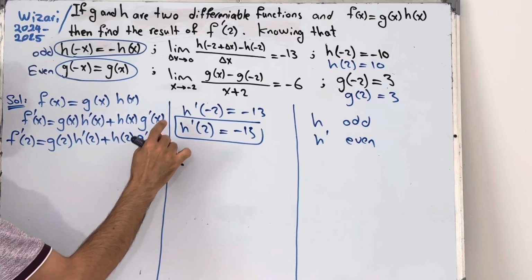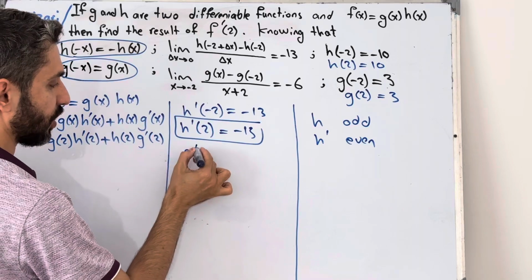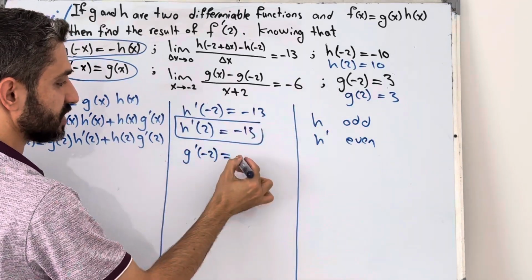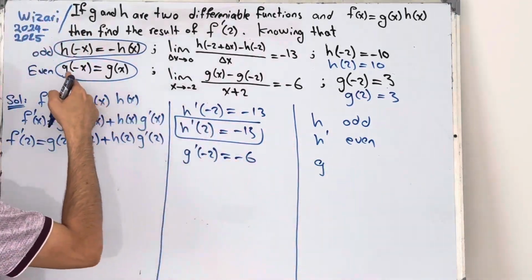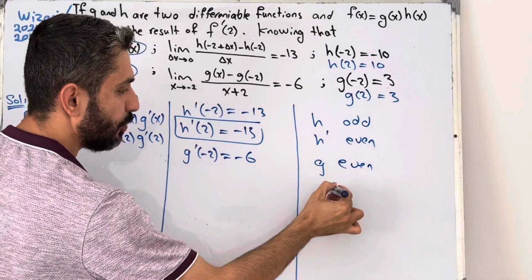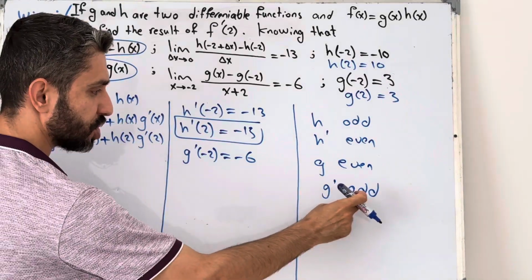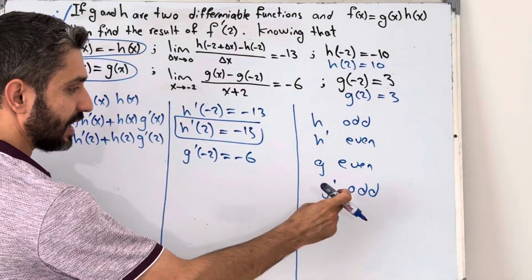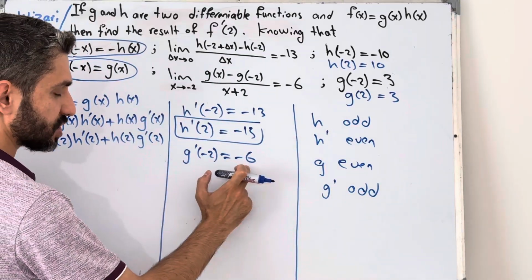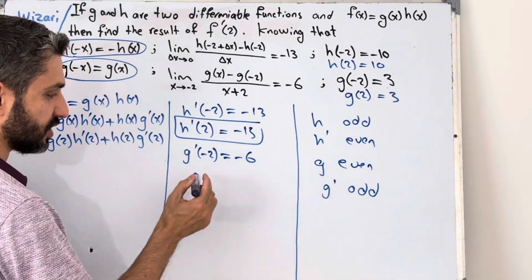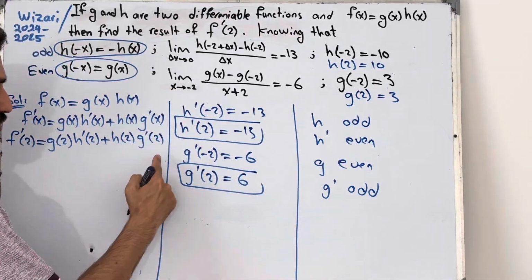What about g prime of 2? This limit here is similar to g prime of negative 2. So g prime of negative 2 is equal to negative 6. Now we said if g is even, because it's given that g is even, g prime will be odd. So we have to apply the odd condition for g prime. And we said in odd, we have to change the sign of x and y. So g prime of negative 2 equals negative 6, so g prime of 2 is equal to positive 6. Now I have g prime of 2.